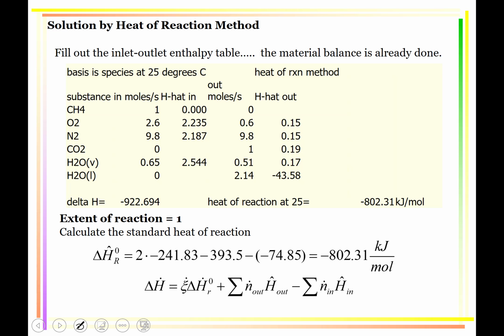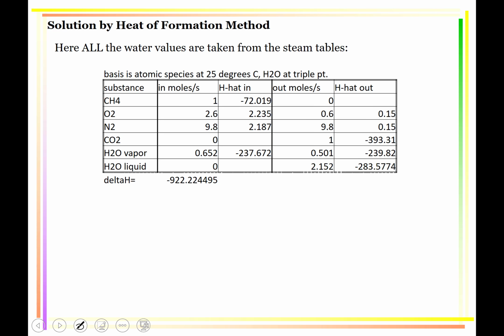Now I've just converted this using the heat of reaction method. We no longer need the enthalpy of formation. We calculate our heat of reaction using the stoichiometric coefficients. This is water, this is carbon dioxide, and this is methane. So we calculate the heat of reaction. There it is. And we calculate the extent of reaction, which is 1. Then we add the sum of n dot out, h hat out, minus the sum of n dot in, h hat in. And we find that in each case, we get the same value of delta H. Now, all the water values here are taken from the steam tables.